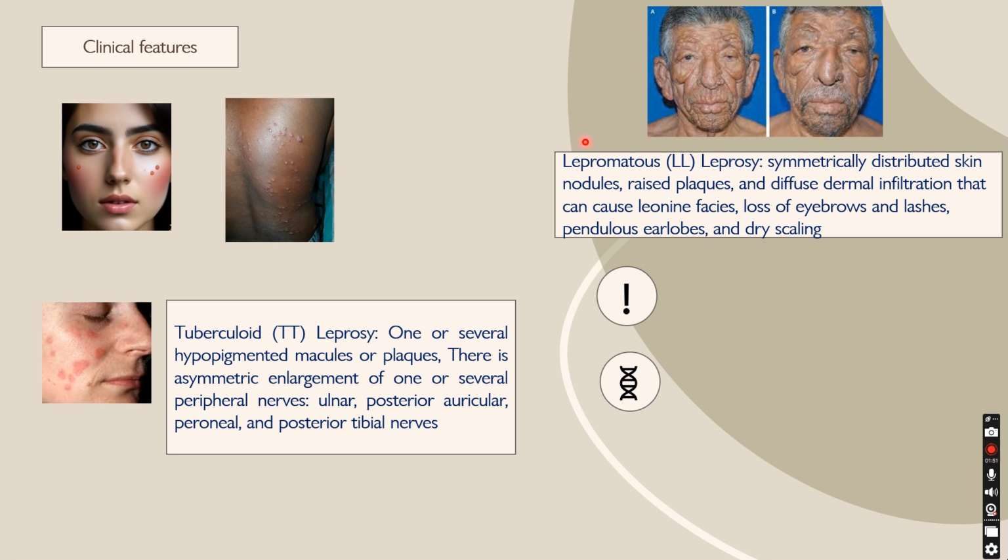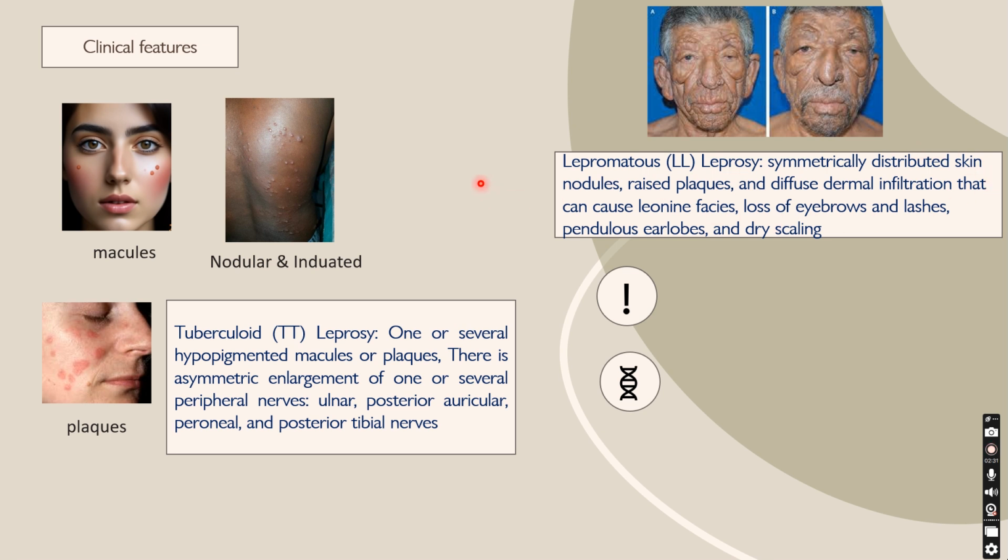Okay, and it won't present with glaring features like disability and contracted limbs. It may start as a macule, plaque, nodular and indurated lesion. Okay, so there is a wide spectrum of disease. It is a slow growing bacteria, so there will be a wide spectrum of disease starting from tuberculoid leprosy to lepromatous leprosy. Tuberculoid leprosy is the initial stage where there will be one or several hypopigmented macules or plaques with asymmetrical enlargement of one or several peripheral nerves. Okay, especially the peroneal, ulnar, and posterior auricular nerves.